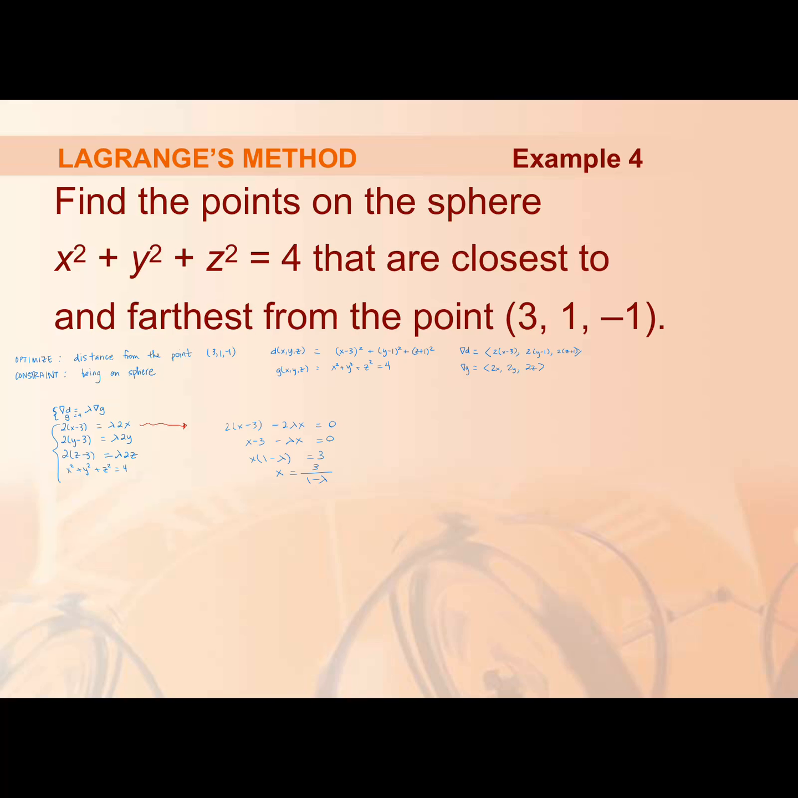And we can do the same thing for y. So 2 times (y minus 1) equals lambda 2y. We'll get a similar result. And lastly, for z, it's the same idea. It should be x minus 3, y minus 1, and z plus 1.